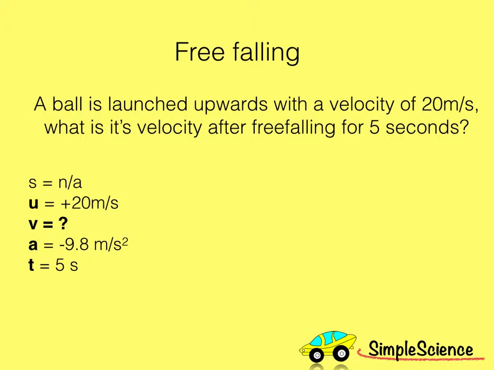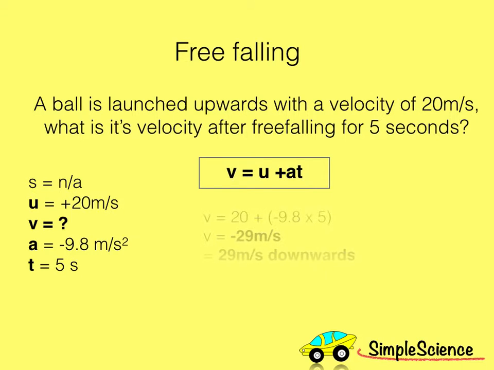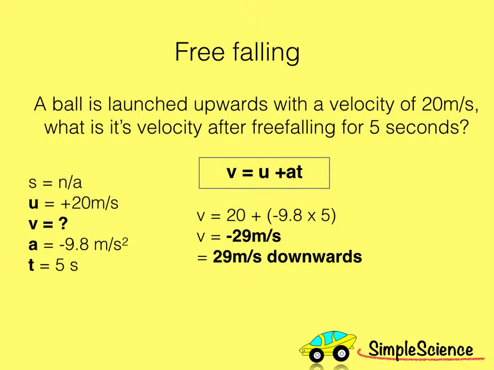So we have an equation that we can use to model its motion. We can plug in the values, and we should get 29 meters per second. And it's a minus 29 meters per second, so therefore it is 29 meters per second downwards.